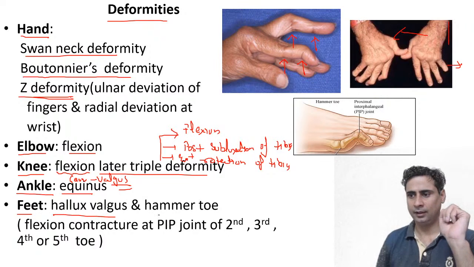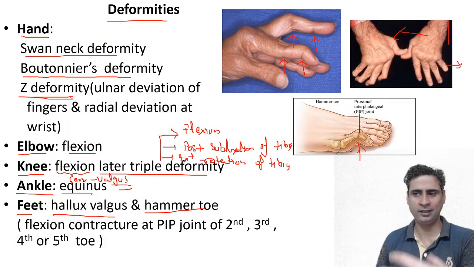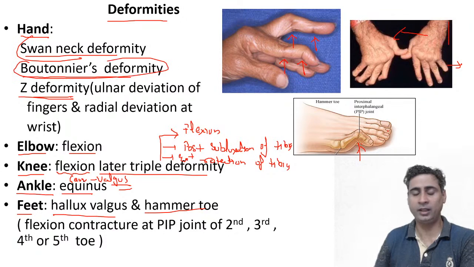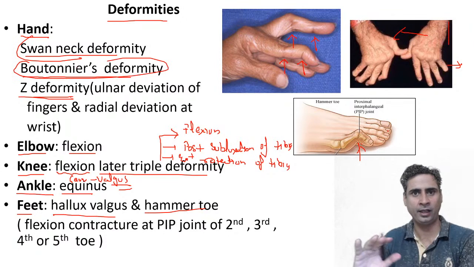Hallux valgus. There will be hammer toe, that is flexion contracture of the proximal interphalangeal joint of the second to fifth toe. So these are the important deformities in rheumatoid arthritis. And this swan neck deformity and boutonniere deformity, they are asking again and again and again in your PG entrance examinations.